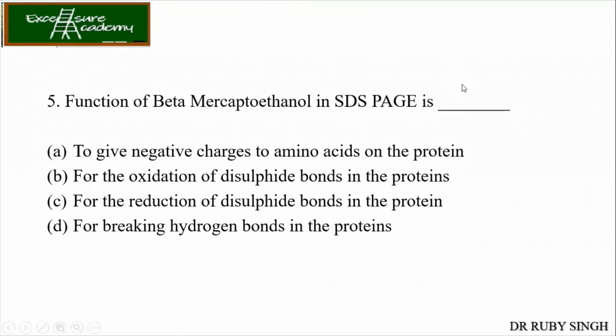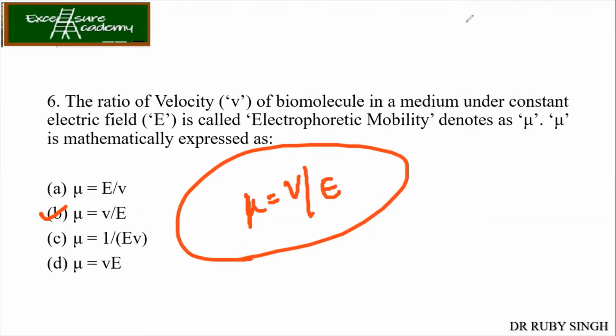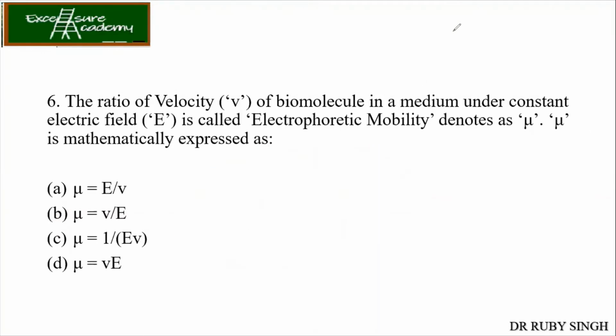Now, next question. The ratio of velocity of a molecule in a medium under constant electric field is called electrophoretic mobility, which is denoted as mu. Now mu can be represented as V upon E. So the answer over here is mu is equal to V upon E. This also has been taught in the lecture. So if any doubt is there, please go back to the lecture and remember the ratios.